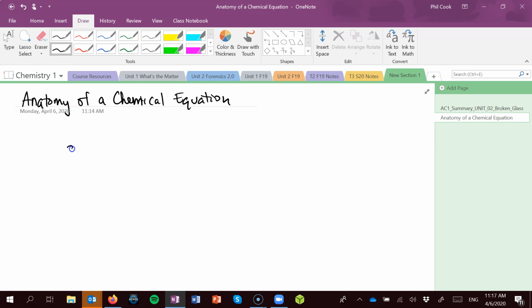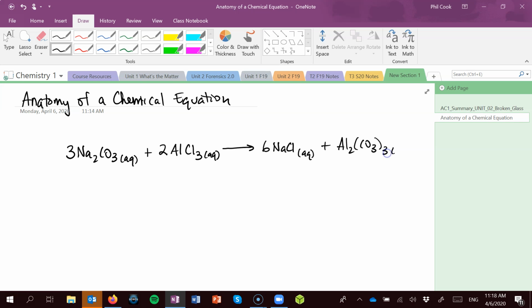The example involves a compound called sodium carbonate, which is dissolved in water, reacting with another compound called aluminum chloride, which is also dissolved in water. When we put those two substances together, they react and they form a pretty common product, table salt, which is NaCl, sodium chloride, and they make a solid that's not soluble in water. We call that a precipitate, and its name is aluminum carbonate. Now, what you've seen me write here in black is an example of a symbolic chemical equation.